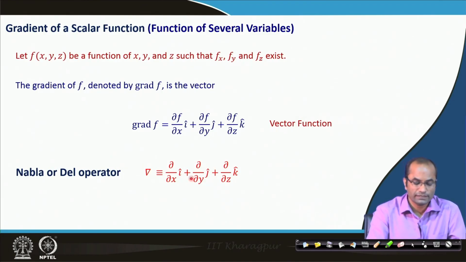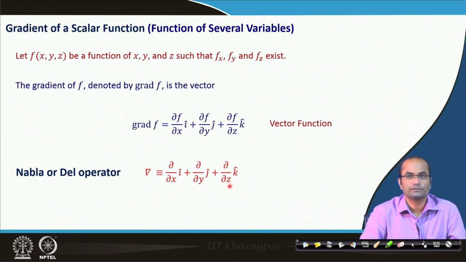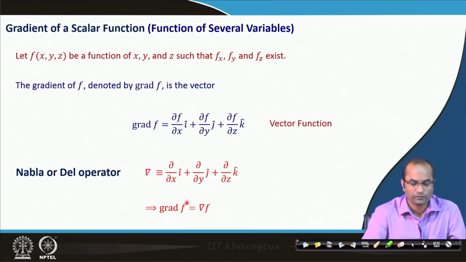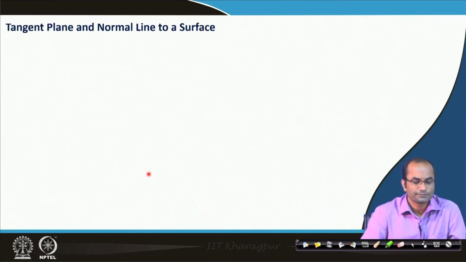If we define this del by this vector operator, then this grad f can be written as del f. So, this grad f will be just del operated on f. So, we will get exactly the grad f defined here. This will be convenient in future calculations to use this grad f as this del f.